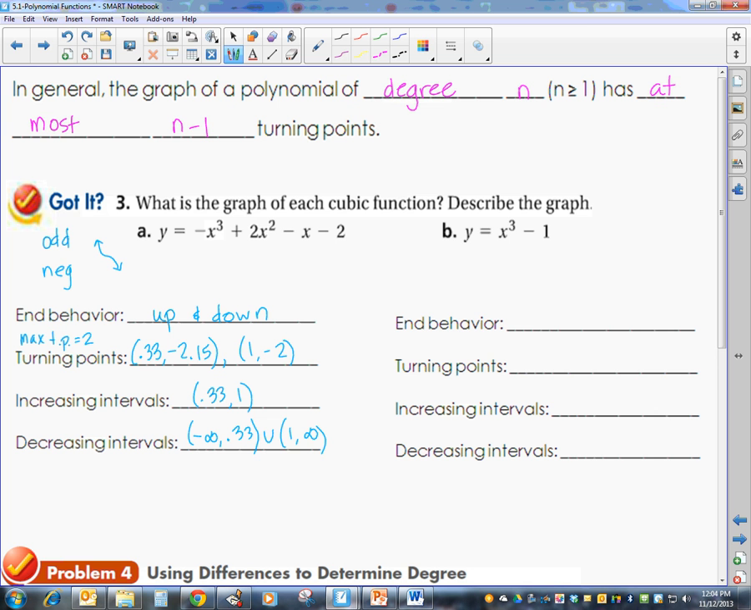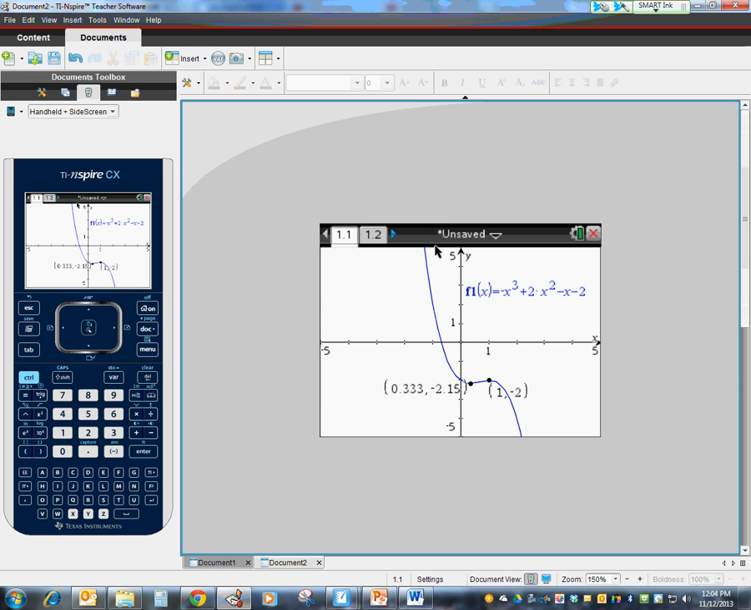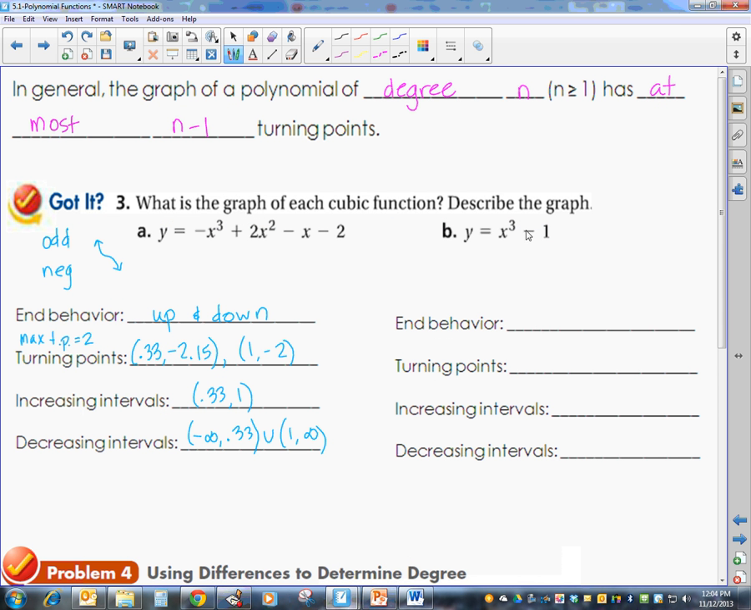And just to reinforce that on your graph, looking at your graph, this is negative infinity all the way down to 0.33, and then from 1 all the way over to negative infinity. And that's what our graph is doing. Okay, well, let's look at the next one.